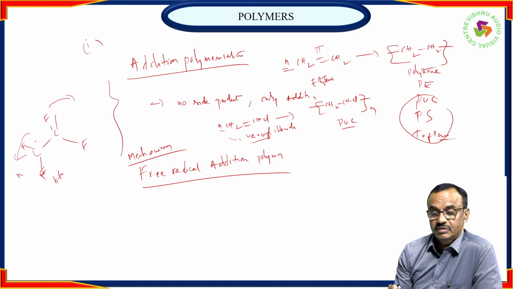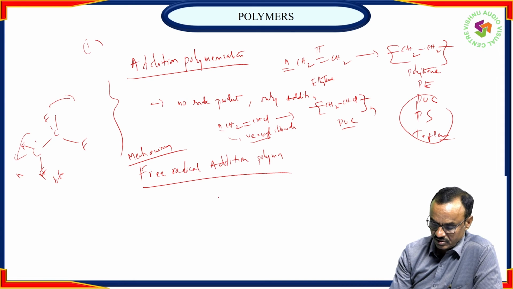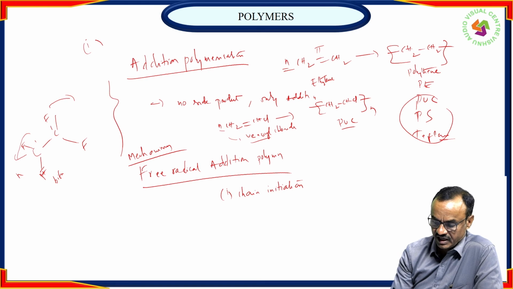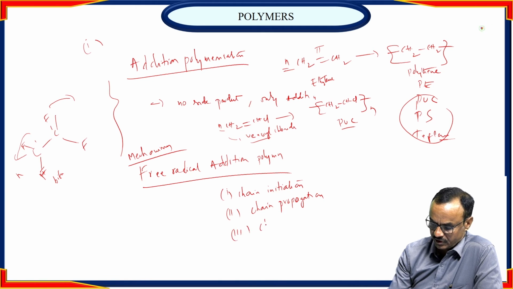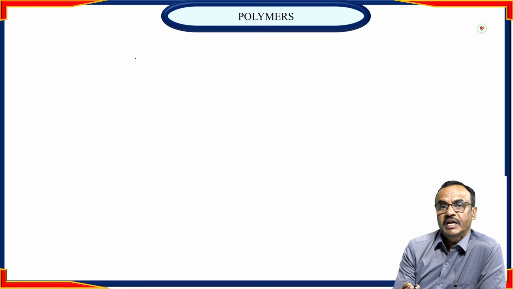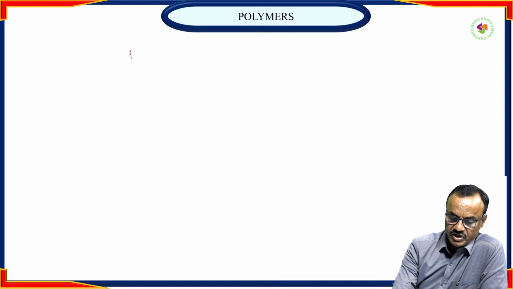So this completes in 3 steps. 1, chain initiation. 2, chain propagation. 3, chain termination. First one: all addition polymerization takes place in the presence of peroxides. So first, chain initiation.